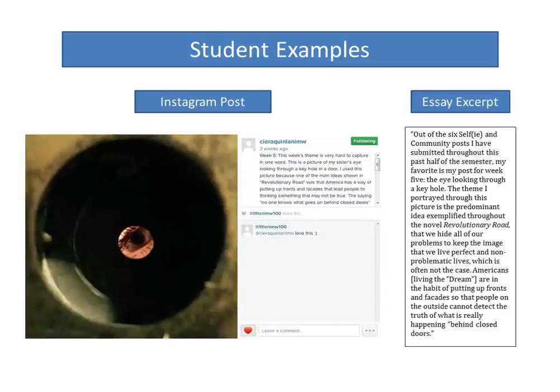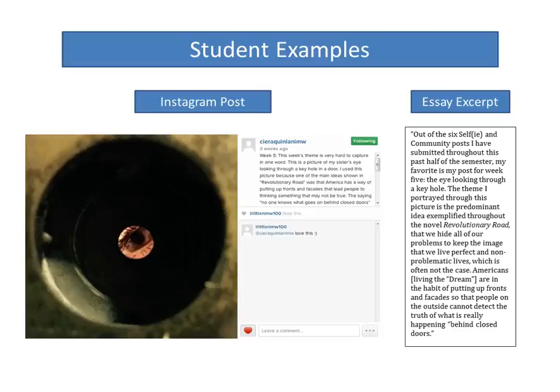This image shows the student's sister looking through a keyhole. In her essay, the student explains the connection to our course. She writes, out of the 6 selfie and community posts I have submitted throughout this past half of the semester, my favorite is my post for week 5, the eye looking through a keyhole.